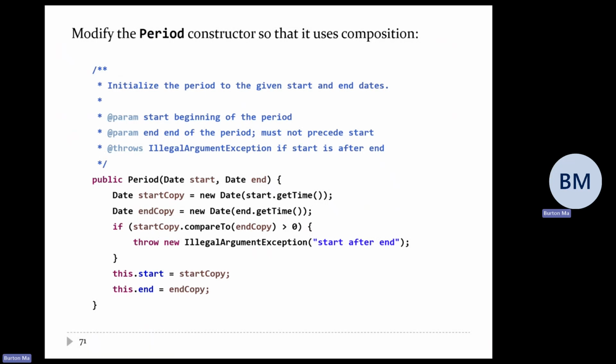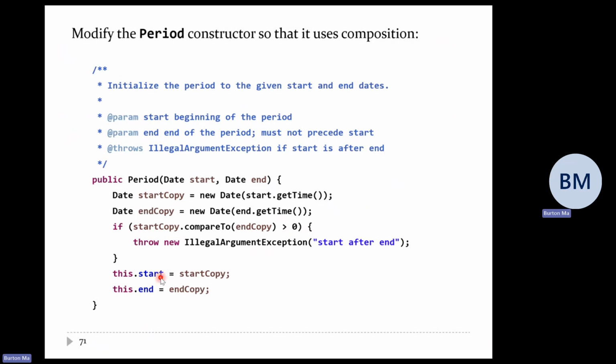If the method or constructor has some preconditions, and this one has one, that the start time must be before the end time, then you have to validate the copies before you assign your fields. So here we validate: is the start time greater than the end time? Does the start time come after the end time? If it does, we throw an exception. Only if you get past the validation step can you assign the fields this start and this end.